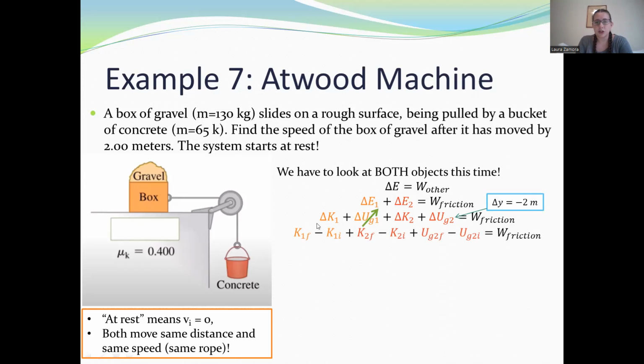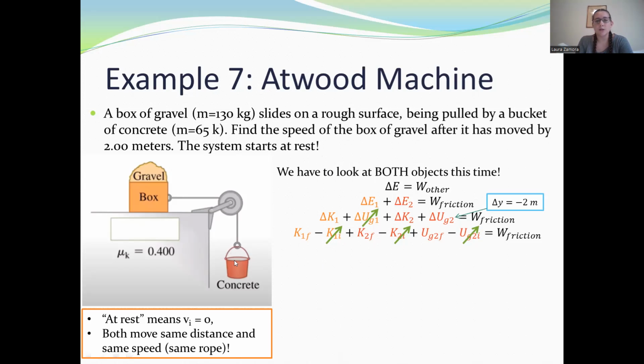So since we're dealing with the change in energy in each of these terms, that means we're dealing with final minus initial. And final minus initial kinetic energy for the bucket, and final minus initial potential energy for the bucket. Okay, but we do know that this system is starting from rest. So that means, like I said before, the initial kinetic energy of both of those objects is 0, which is awesome, right? So we can get rid of those two terms.